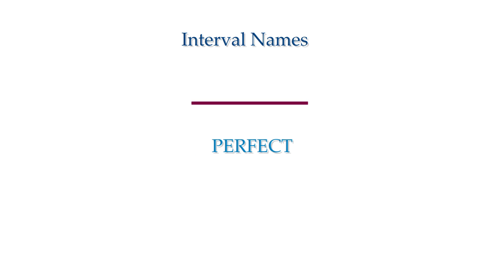If you make a minor interval even smaller, it becomes diminished. Perfect intervals are never major or minor. If you make a perfect interval bigger, it is augmented. If you make a perfect interval smaller, it is diminished.